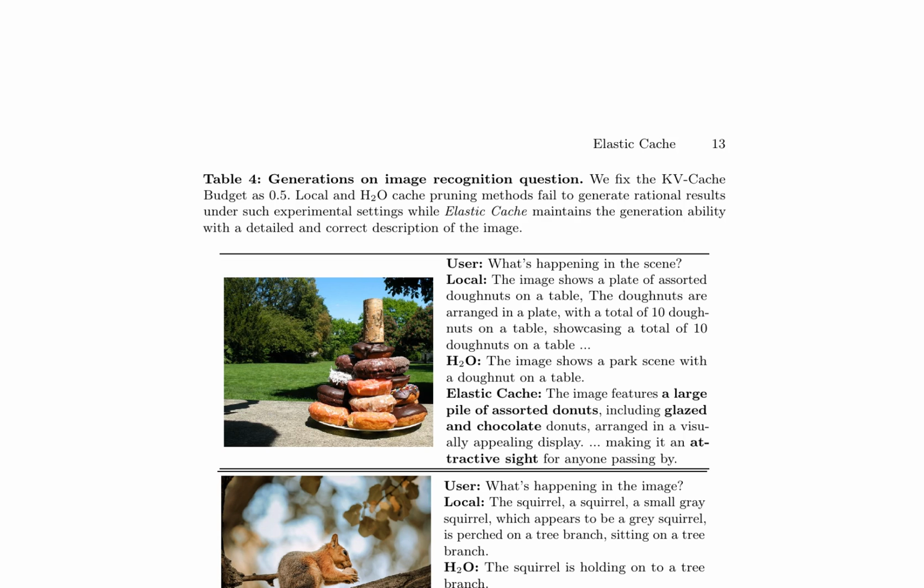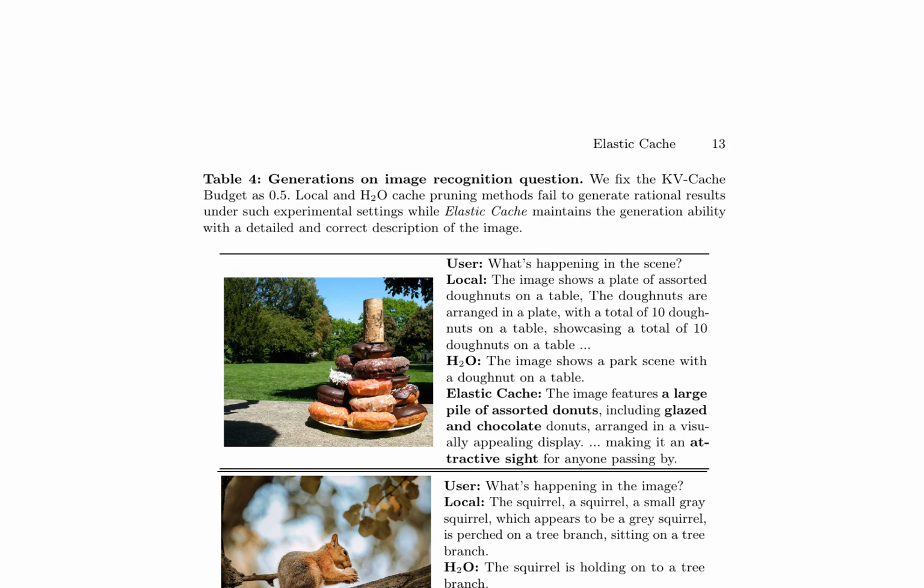The performance of elastic cache in generating descriptions for image recognition tasks is a key focus of this research paper. In comparison to local and H2O cache pruning methods, elastic cache demonstrates superior efficiency and accuracy. Two examples of image recognition questions are presented, along with their corresponding generated descriptions from each caching strategy. In both cases, elastic cache provides detailed and accurate descriptions, while local and H2O cache methods failed to generate rational results under the experimental settings with a key-value (KV) cache budget of 0.5.